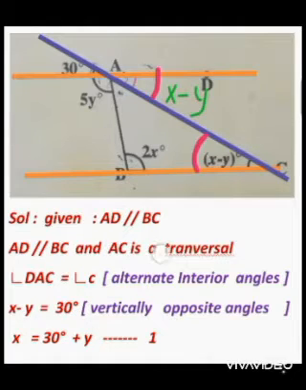Now, you observe here, children. Here x minus y, here also it will become x minus y. What is the reason? Alternate interior angles. So, you can write like this: angle DAC is equal to angle C. The reason is alternate interior angles.